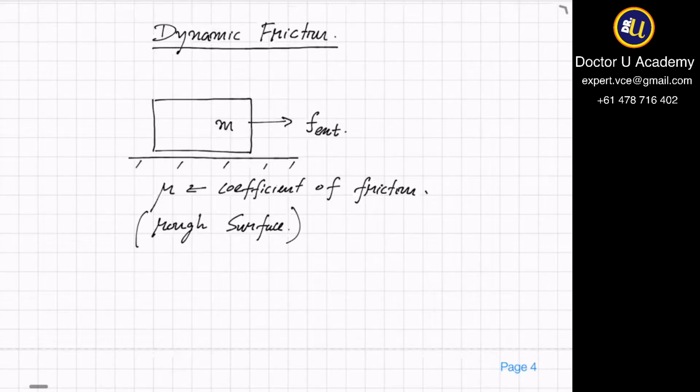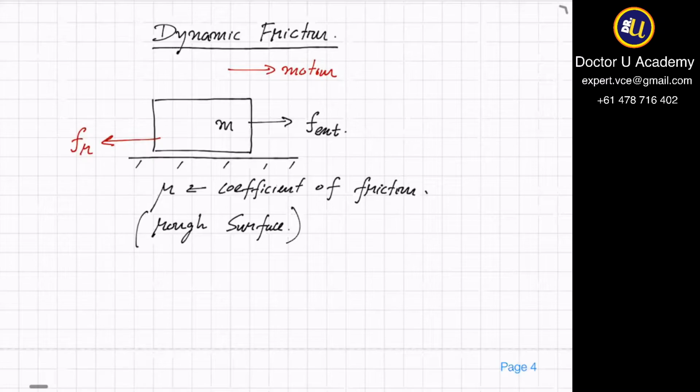So now we will talk about dynamic friction. Dynamic friction is the friction always acting against the direction of the motion. You can see from this figure, if an external force is to the right on the object of mass M, and the surface is rough, then we have a coefficient of friction. If the motion is to the right, the friction force is always acting against it, opposite to that.